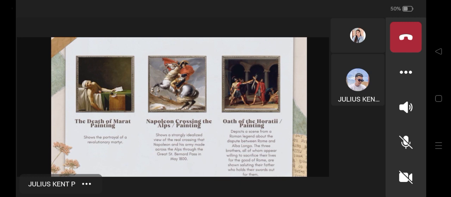So, ito yung pangatlo, Oath of the Horatii. Painting din siya. Depicts a scene from a Roman legend about the dispute between Rome and Alba Longa. The three brothers, all of whom appear willing to sacrifice their lives for the good of Rome, are saluting their father who holds their swords up for them. Nag-create siya noong 1784. Tapos yung ginamit din na pang-paint ay katulad din ng dalawa, oil paint.